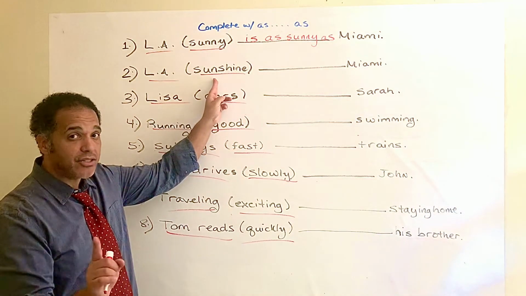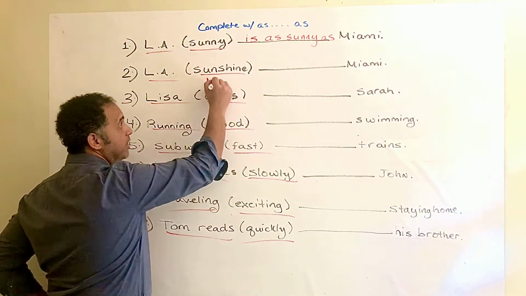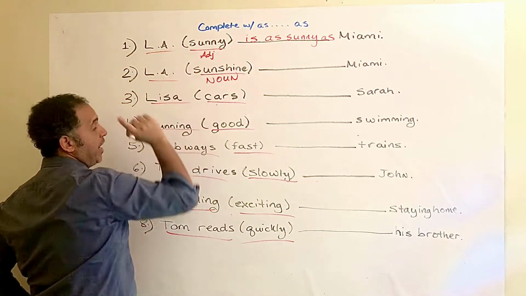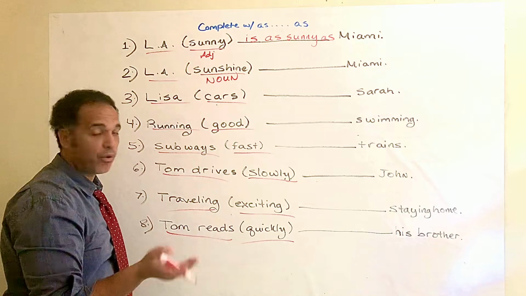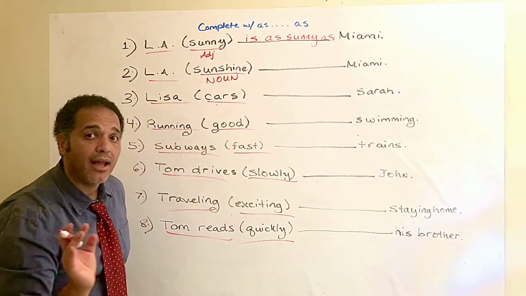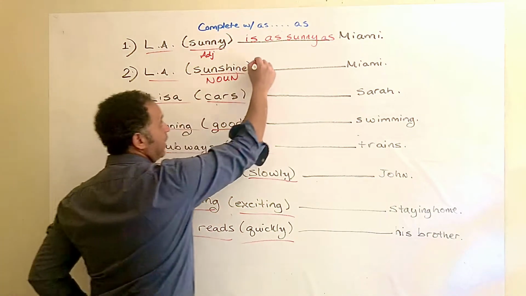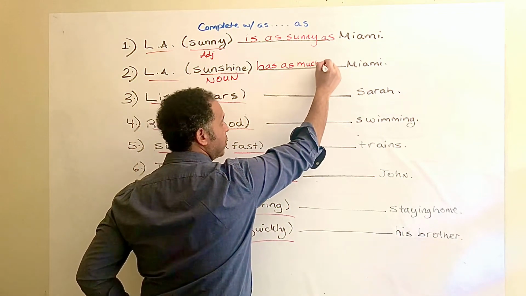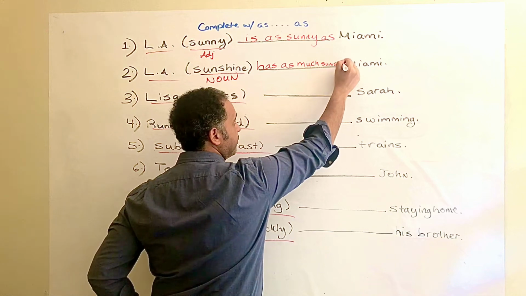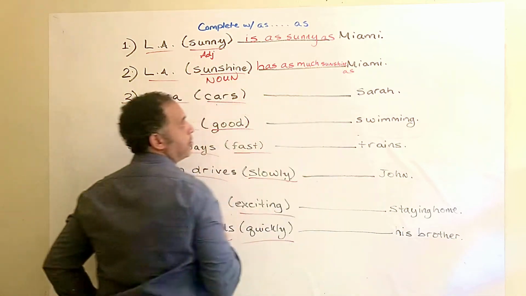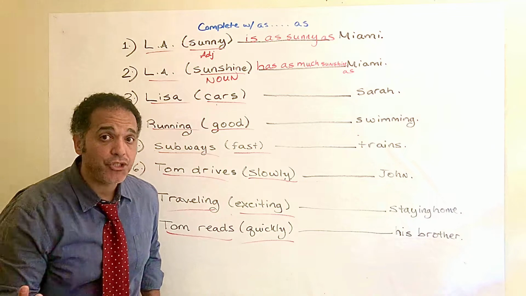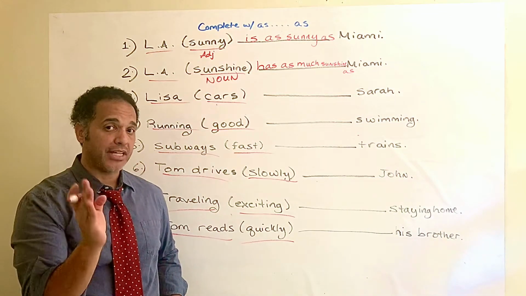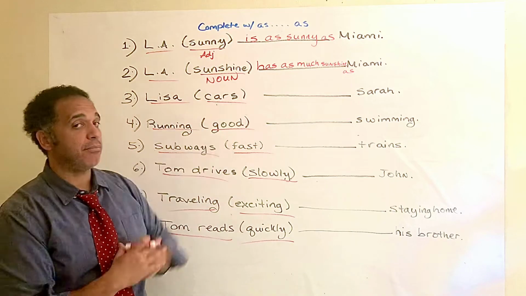Sunshine. Sunshine is not an adjective. Sunshine is a noun. This is an adjective. We have LA, which is 1. So we don't say is, we say has. LA has as much sunshine as Miami. I need to say much because sunshine is a noun that I cannot count. So that's why we say much, but that's how you make the comparison.